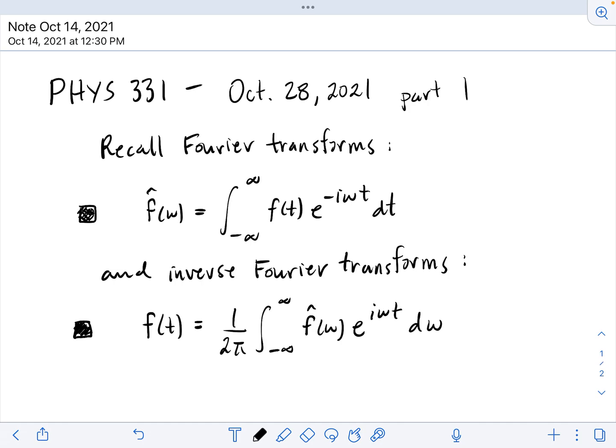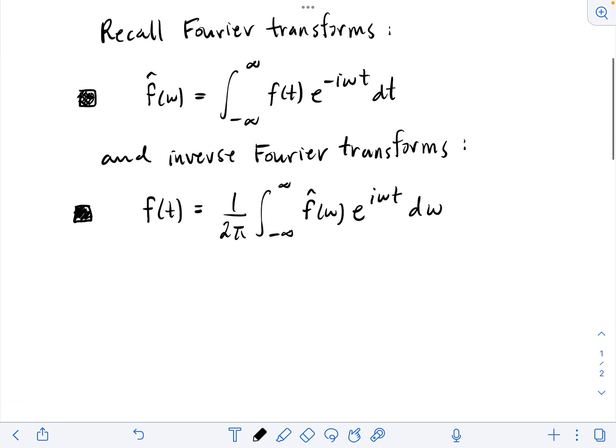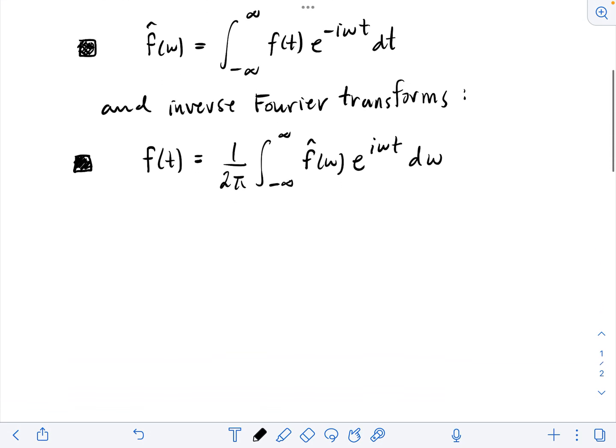Okay, so what I want to do today to finish off this discussion is to just state some properties of Fourier transforms. Some of these I'm not going to prove, because you'll prove them in an assignment. Then one property we'll talk about in more detail, and we will work through a proof. So, properties of Fourier transforms.